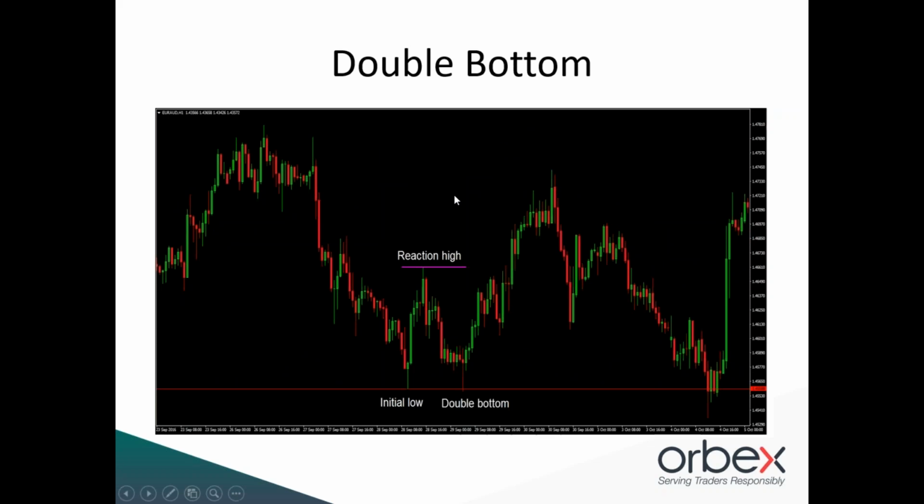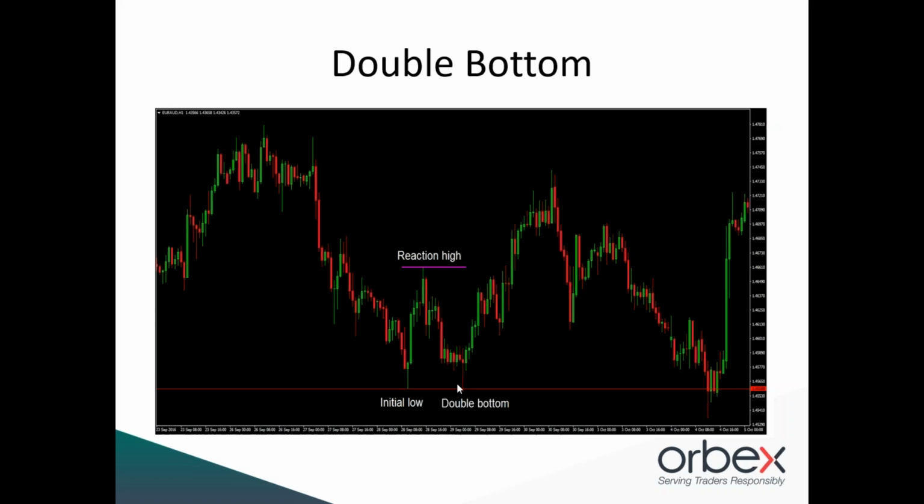So the bullish version of that pattern then is simply the double bottom. And this time we're simply seeing the same dynamics but in reverse. Okay, so price has traded all the way down to this low point here. We've put in our initial low. We've seen a bounce higher as buyers have stepped in, traded all the way back up to the reaction high. Sellers have stepped in again and driven price lower.